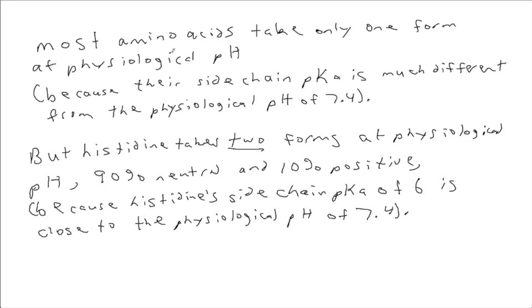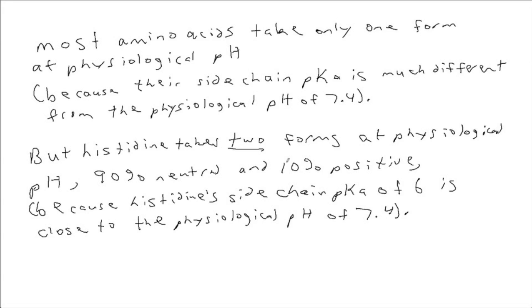Most amino acid side chains take only one form at the physiological pH because their side chain pKa is much different than the physiological pH of 7.4. But histidine takes two forms at physiological pH because histidine's side chain pKa is close to the physiological pH. 6 is not that far from 7.4. So even though it's 90% neutral, it still spends about 10% of its time in the positive form. That's the thing that's interesting about histidine.